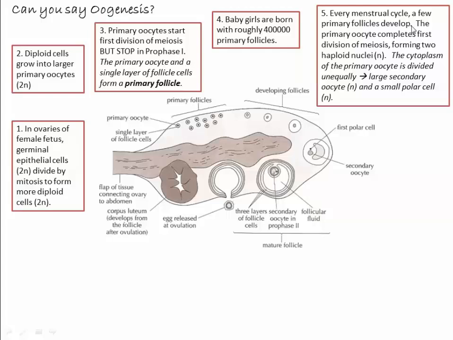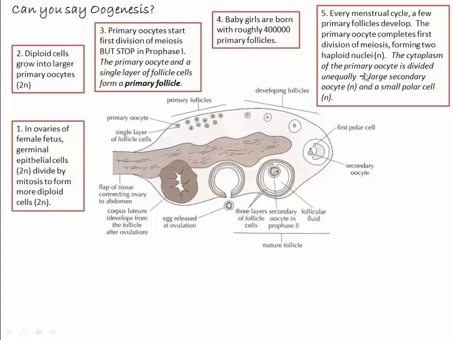Okay, every menstrual cycle, a few of those primary follicles develop, and the primary oocyte completes its first division of meiosis. So now we actually go from diploid to haploid. Now we're talking about 23 chromosomes, and we're already down to unique cells, unique ova. The cytoplasm of the primary oocyte is divided unequally. That's important because at the end of all of this meiosis division, you're only going to end up with one big egg cell as opposed to 4 egg cells. When this happens with the production of sperm, you end up with 4 sperm cells that are really tiny. But at the end of this whole process in oogenesis, you end up with one larger ovum.